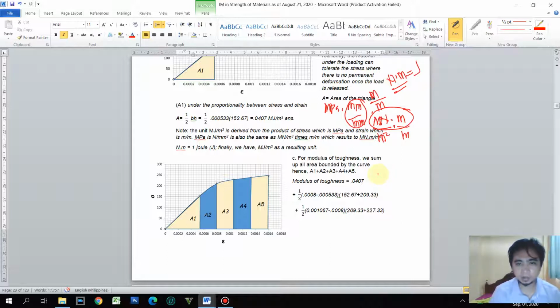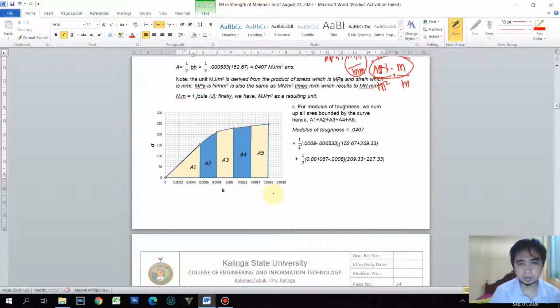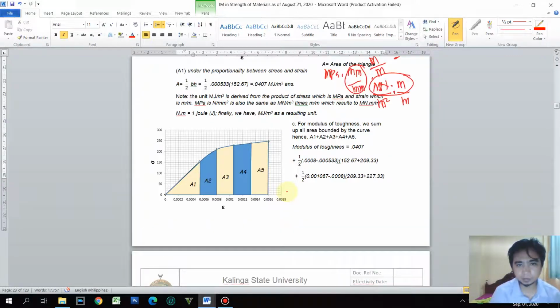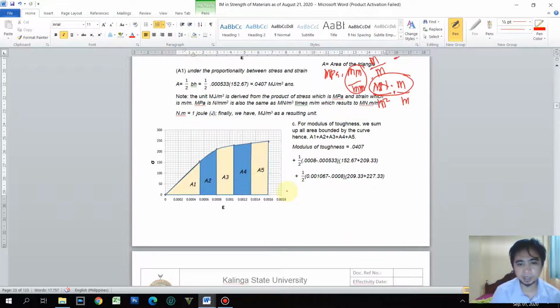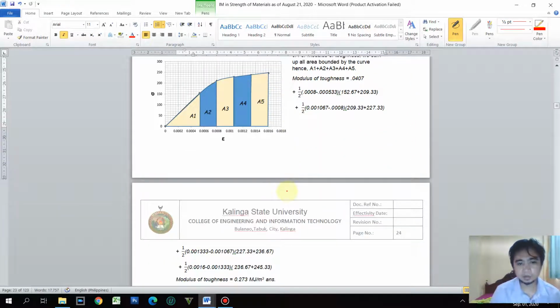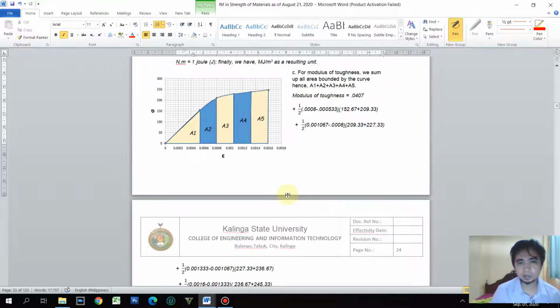Okay, letter C, the modulus of toughness. Ito, yung modulus of toughness, lahat ng area bounded by the curve. Okay, we will be having this. So we will be having how many areas? 5 areas for that. Anyway, lahat naman ng points niyan ay given. Okay? So all we have to do is to compute for that one.